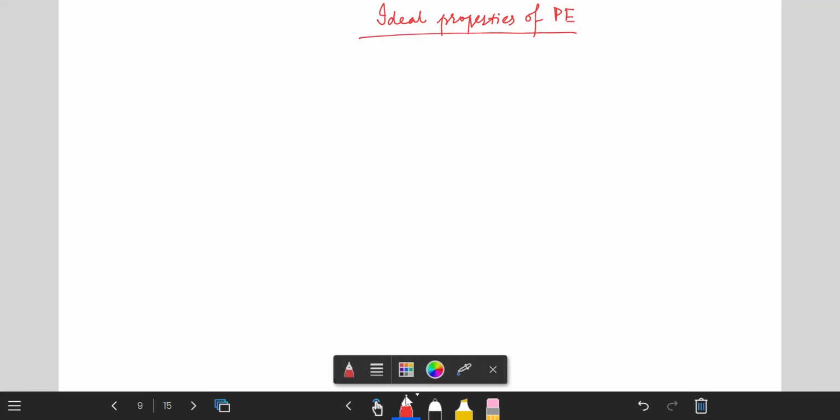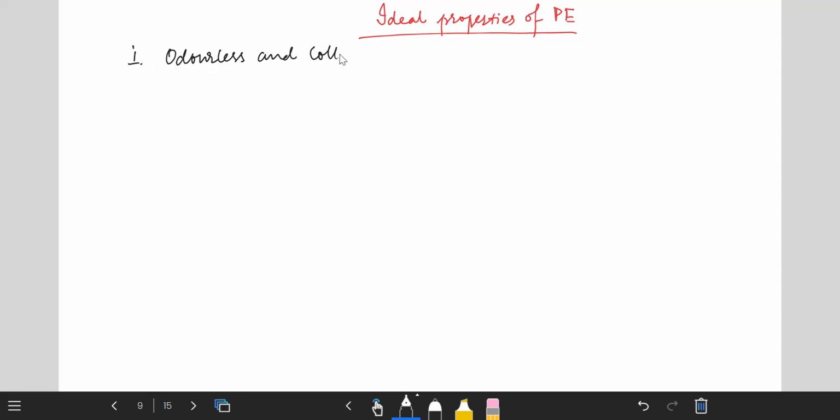Okay. Now, what should be the ideal properties of penetration enhancers? So, the first property is it should be odorless and colorless. And the second one is it should be specific in its mode of action.